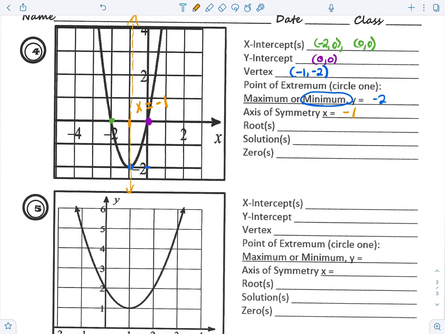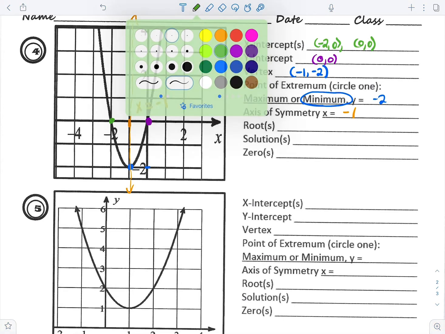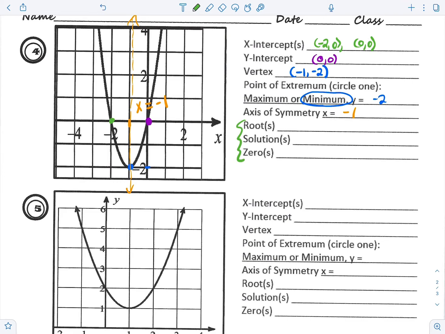Roots, solutions, and zeros are the same as the x-intercepts. So we just take what we wrote for the x-intercepts and write it in these spaces. So that's negative 2, 0 and 0, 0. We can write them as a point or not, okay? I'm going to erase these little parts so there's no confusion.